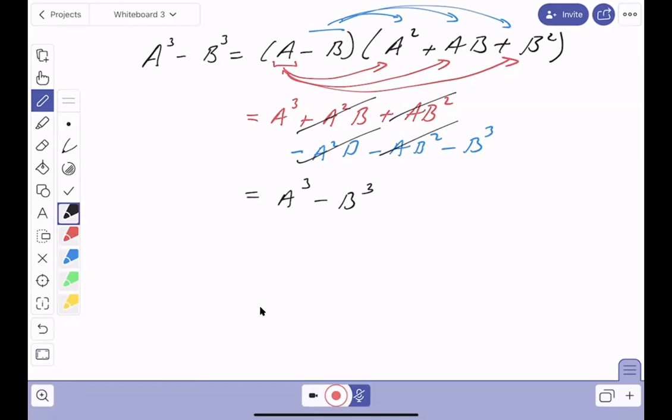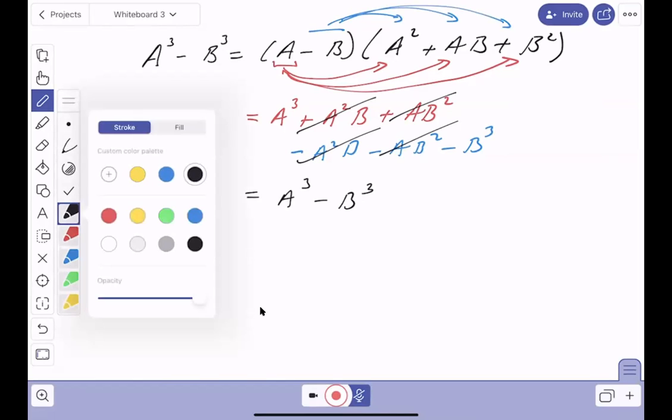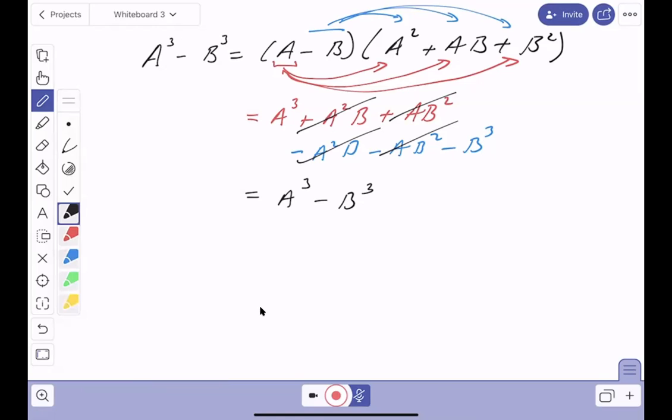Let's try the other one. Again, it's just a verification. They look similar. People do confuse these two. So let's write the next one down, which is A cubed plus B cubed. That's the sum of perfect cubes. And that's going to be A plus B, A squared minus AB plus B squared.